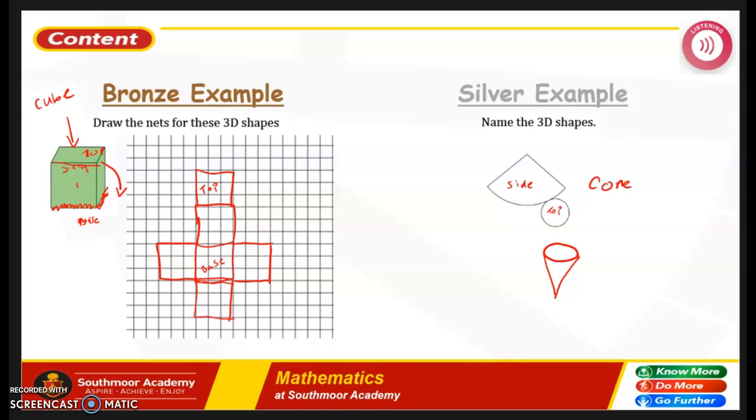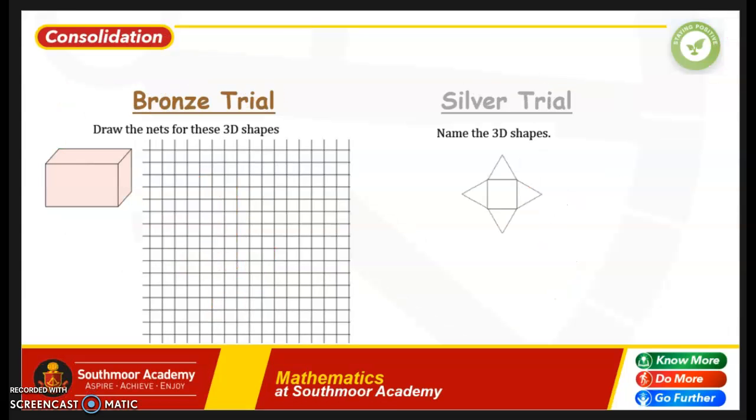I'm going to turn over now so you can have a go at the trial questions. Pause the video here to make sure everyone's copied everything down. If not, just let it play through. So your trial questions, have a go at these please. Make sure you're drawing in a pencil and using your ruler where necessary.